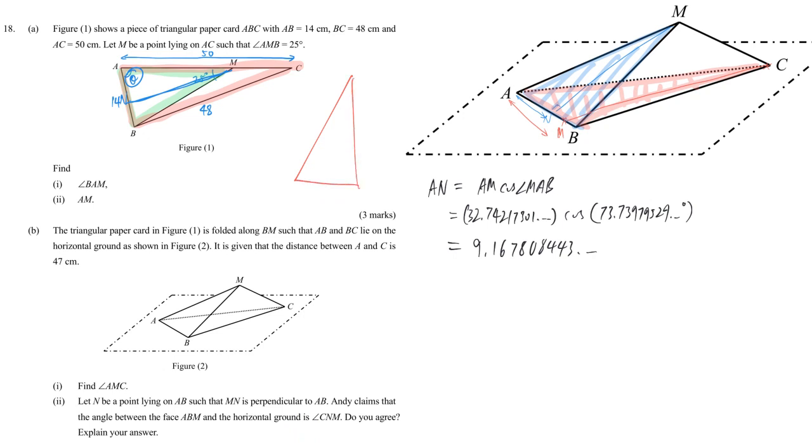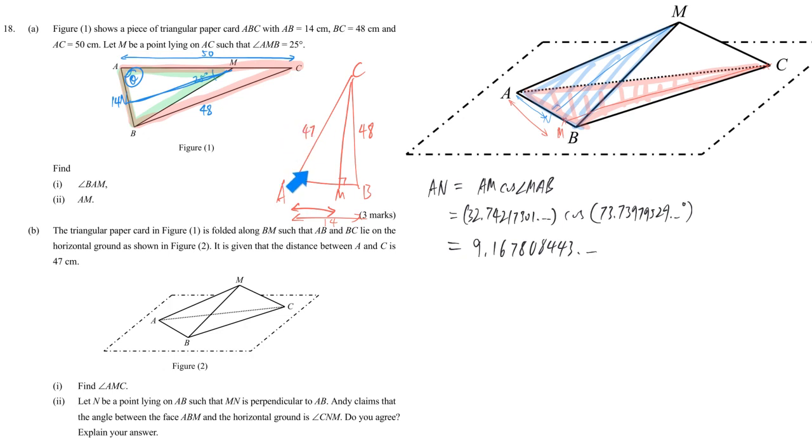The horizontal ground, ABC from the top view. So we are going to see whether this AM is the same as AN. What we know is on this plane, AC is a fixed distance of 47, AB is 14, and then BC is equal to 48 here. There are two methods to get AM here. The first method is we use the cosine formula. We can get this angle CAB.